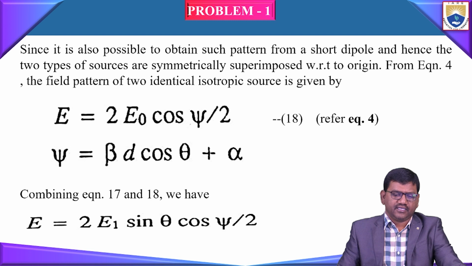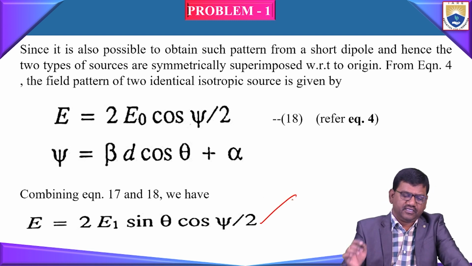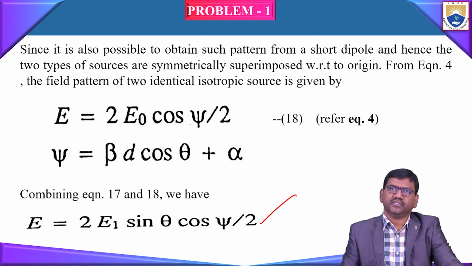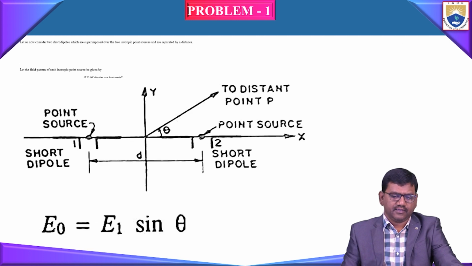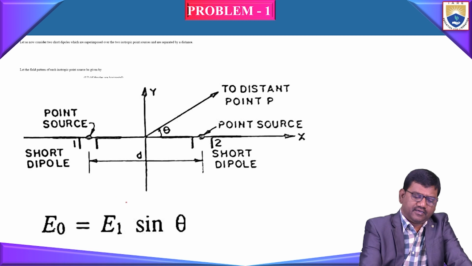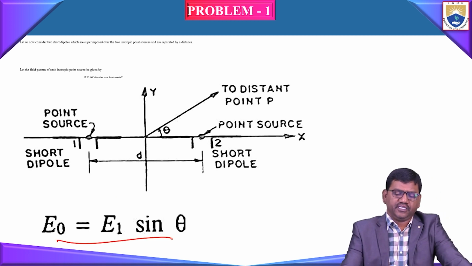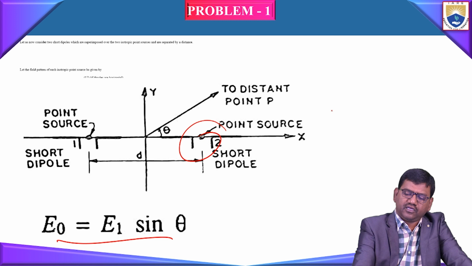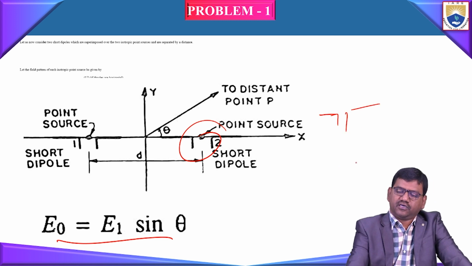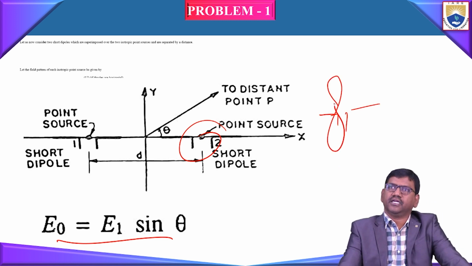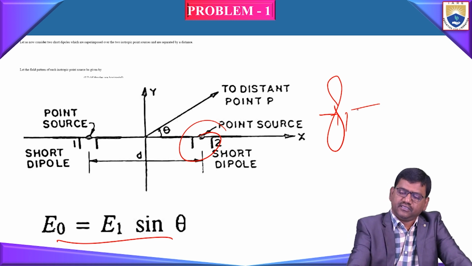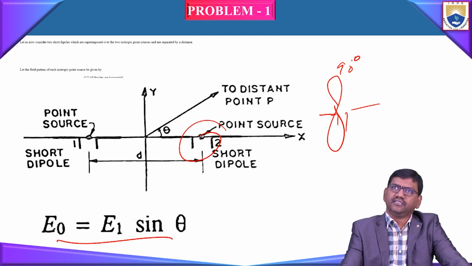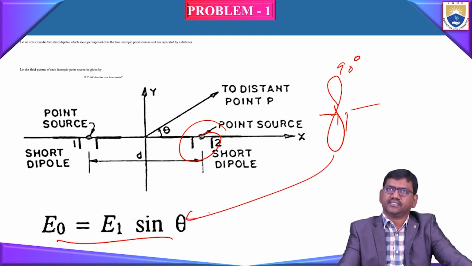We know from the basic equation that E is equal to 2E1 sin theta cos psi by 2 for the 2 elements. E naught is equal to E1 sin theta, the field produced by the individual element. As the elements are placed horizontally, the radiation pattern will be like this. The radiation is maximum at 90 degrees, hence we are taking the function as sin theta.